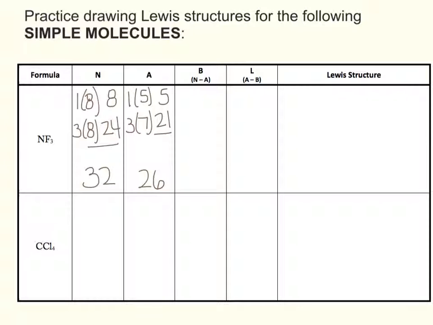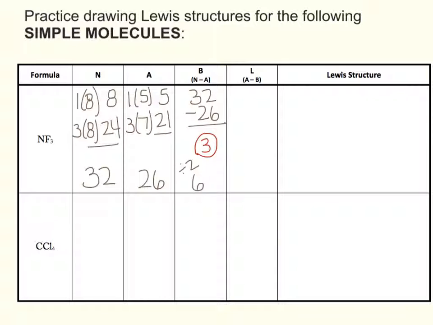B is N minus A. So we have 32 from N. We're going to subtract A from it. And that's going to give us a total of 6 electrons that are involved in bonds. But remember, a bond consists of 2 electrons. So we're going to divide the 6 by 2. And that's going to give us 3 bonds.